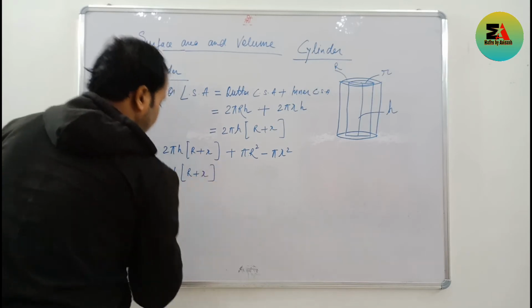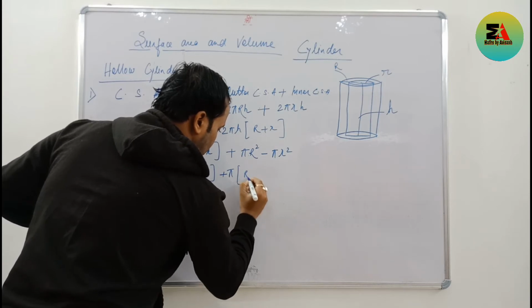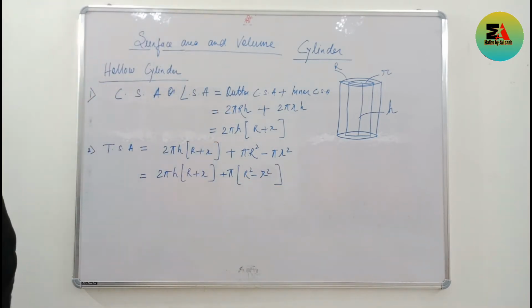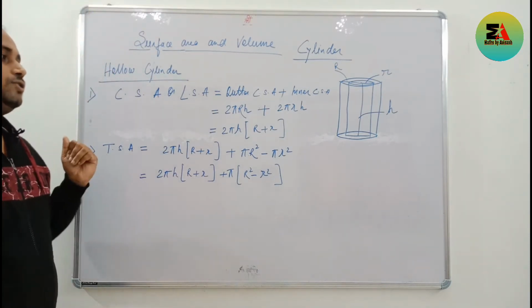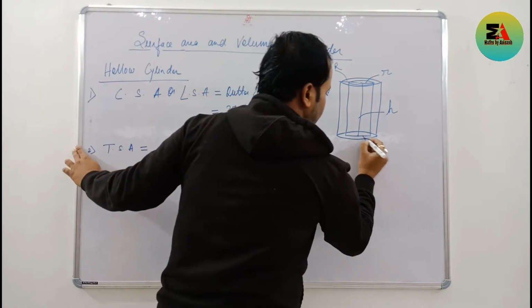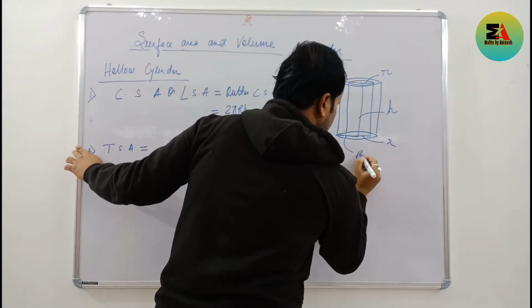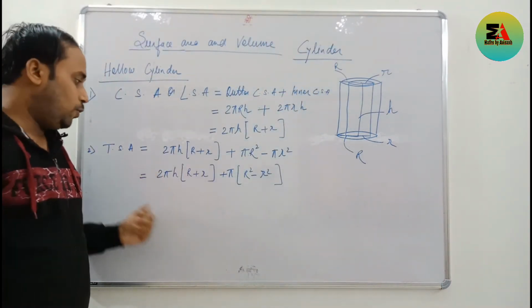This is 2 pi h. Take pi common in both. It becomes capital R square minus r square. This is the total surface area of a hollow cylinder. This is small radius r, and this one is including its thickness, capital R. I hope this one is clear to you.